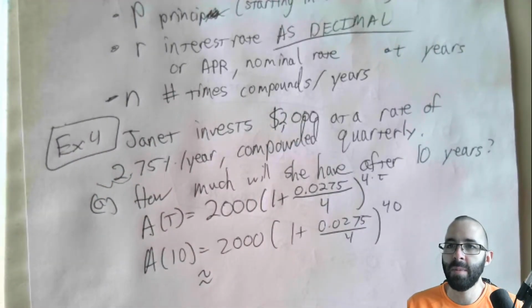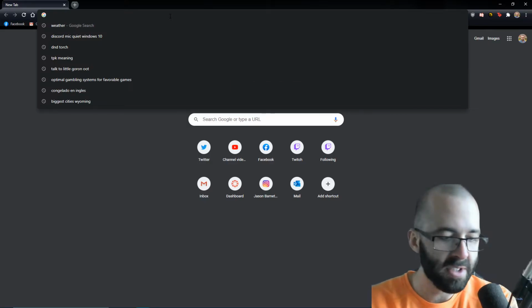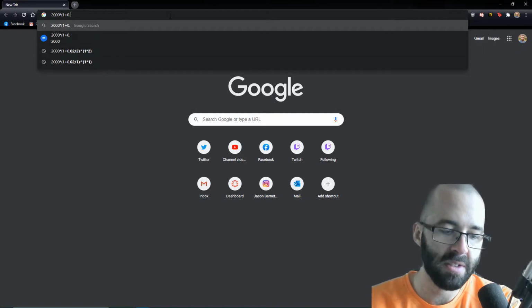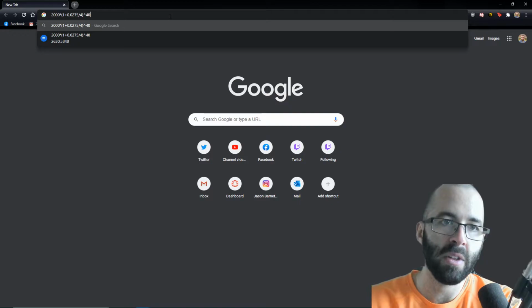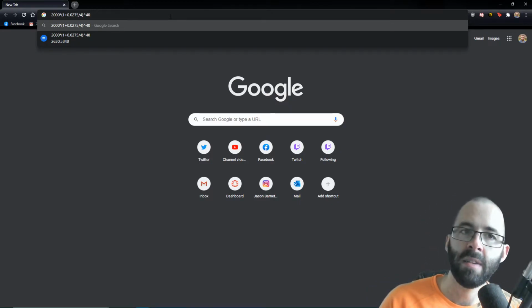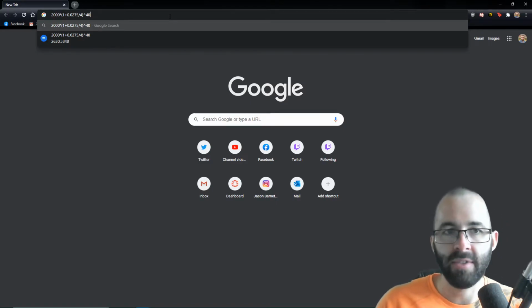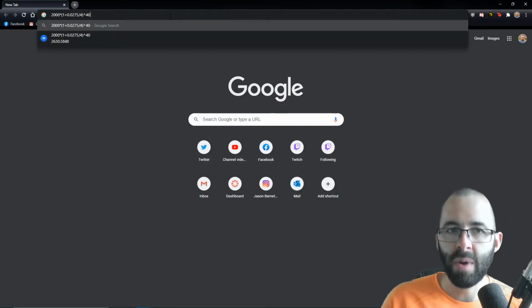So, for example, over here, if I'm going into my calculator, which is Google, and I'm typing it in exactly: 2,000 times parentheses 1 plus 0.0275 divided by 4 raised to the 40th power. That's not a dollar amount, right? That's 2630.5848, and it probably goes on even longer than that. So let's round that to a dollar amount.